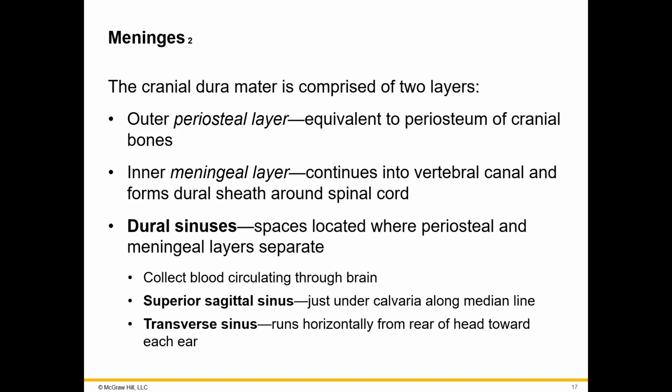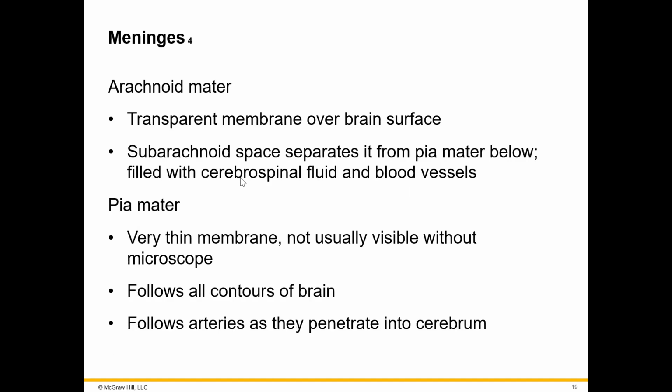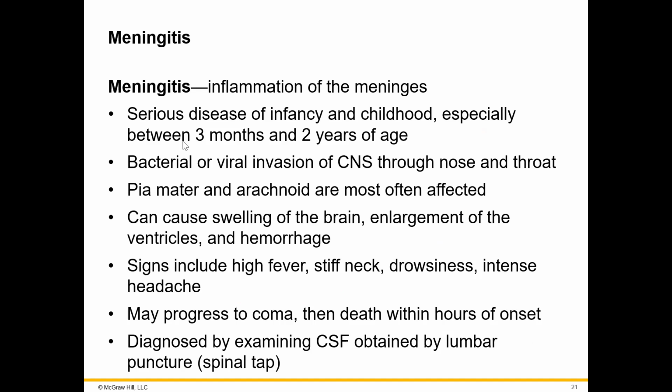Okay, so these sinuses, even in the respiratory system, you have nasal sinus. The nasal sinuses, these are spaces located where the periosteal and the meningeal layers are separated. So you have air in your nasal sinuses, and in the brain you have these very important dural sinuses that have your blood circulating through the brain.